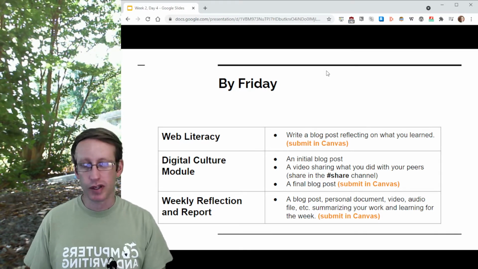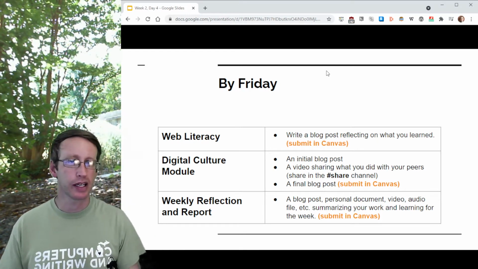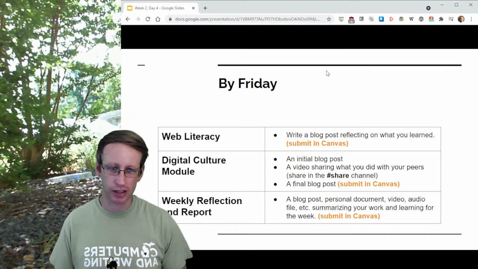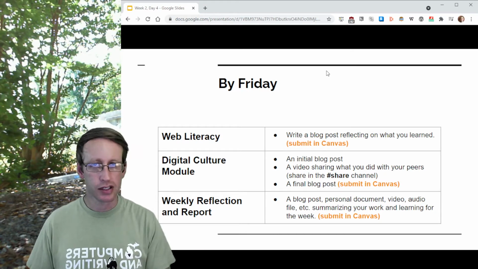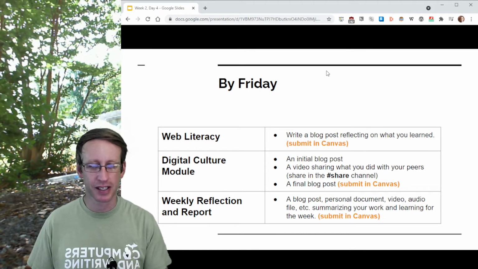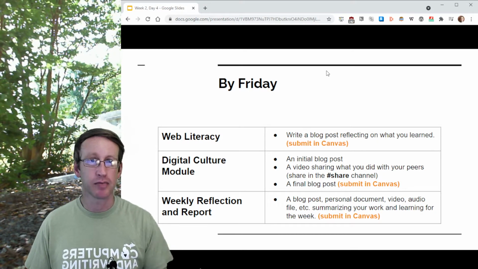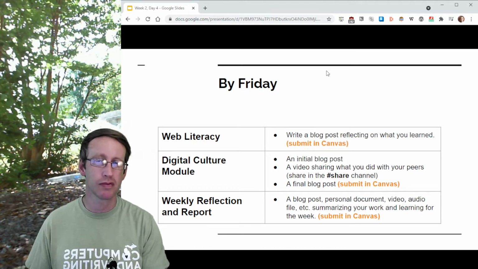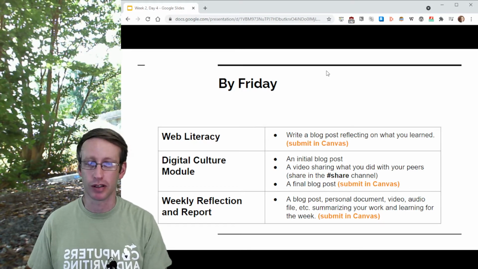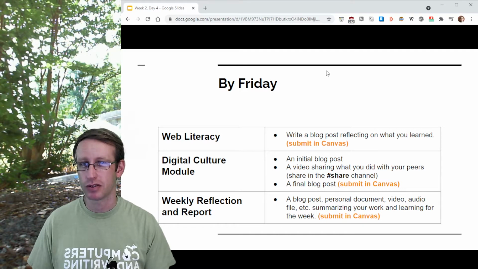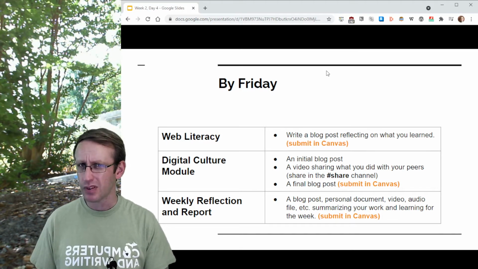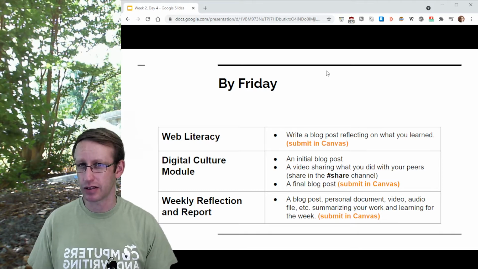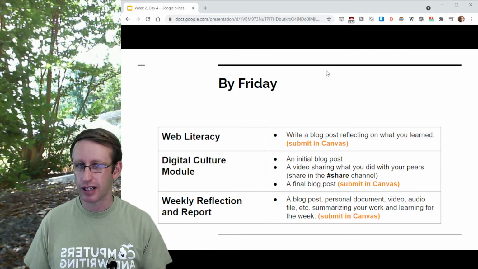For the digital culture module, remember it follows the same format as the previous one. And I want to emphasize one part of this, but it's the initial blog post. You should have some conversations in your Slack channel, your Discord channel, and ultimately post a video in Discord sharing what you learned. Now, some of you submitted those videos last week in Canvas, or you just sent it to me. That actually isn't correct.